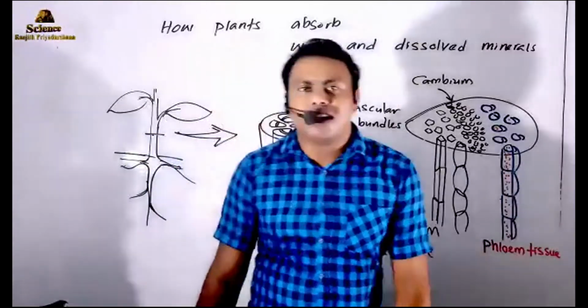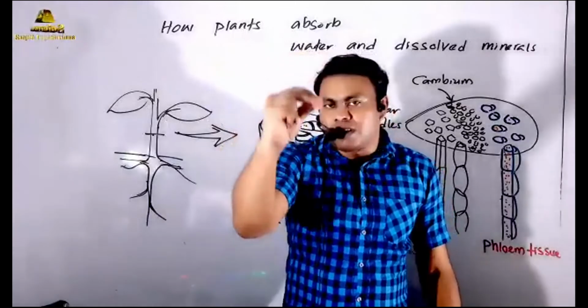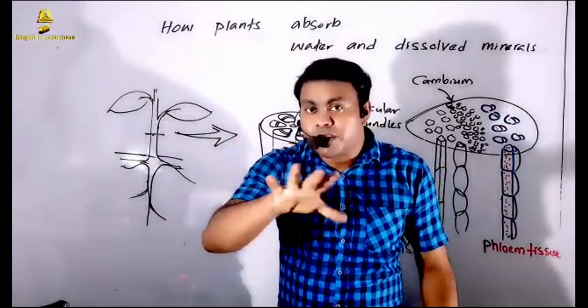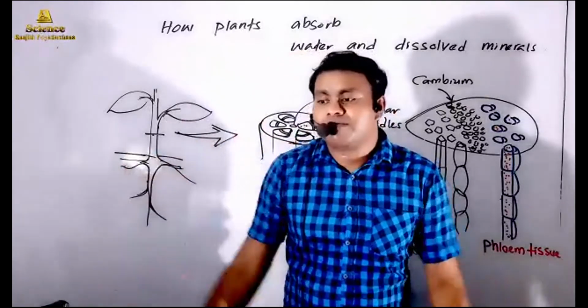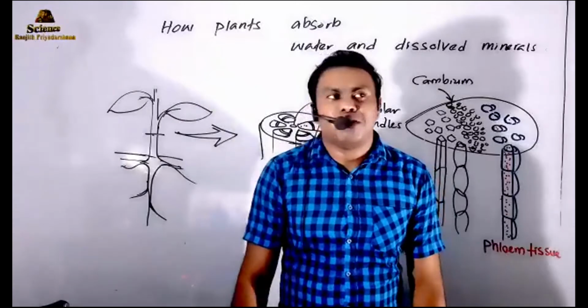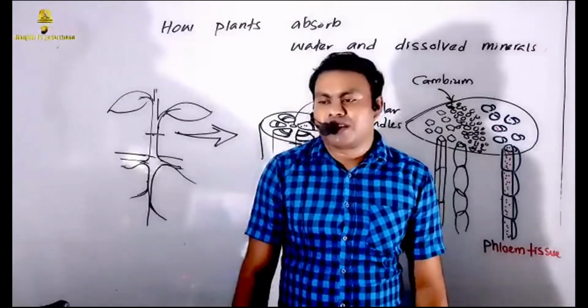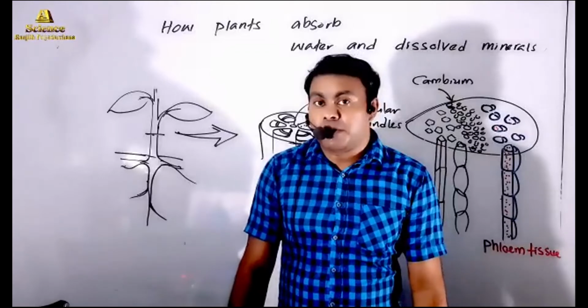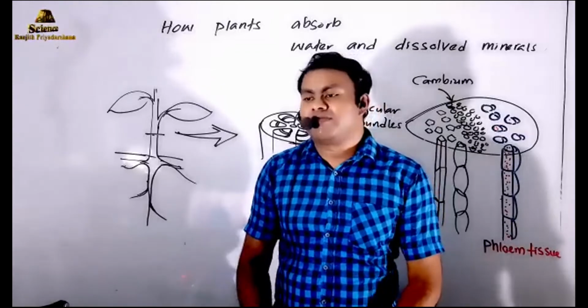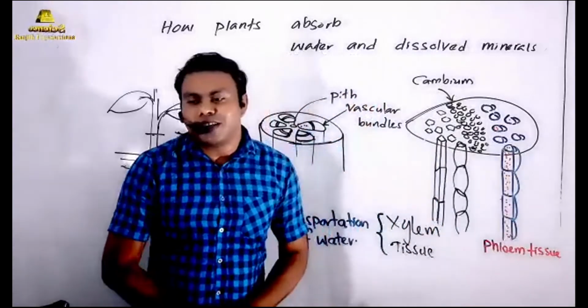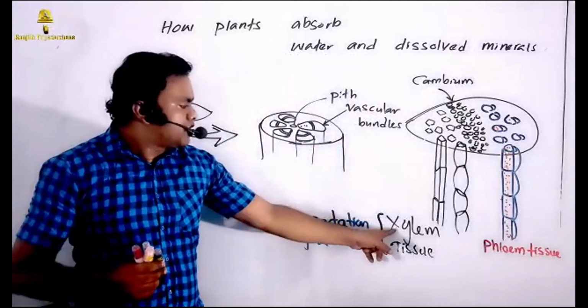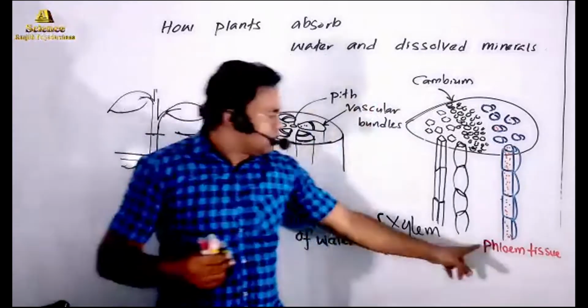Charit, Puda, so what's the tissue used for the transportation of water? Xylem or phloem? Transportation of water. Okay. වතුර අරන් යන්නේ කවුද? Yes, that's xylem tissue. Xylem tissue.